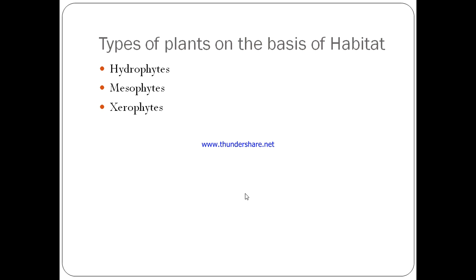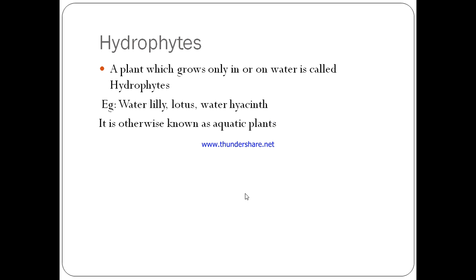Types of plants on the basis of habitat. On the basis of habitat, plants can be divided into three: hydrophytes, mesophytes and xerophytes. Hydrophytes are the plants which grow only in or on water. Example, water lily. They are otherwise known as aquatic plants.